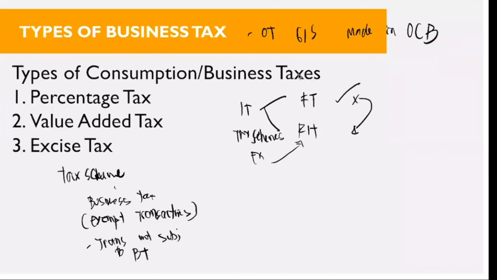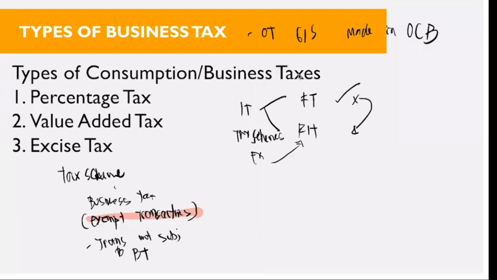So again, we go back to your tax scheme. Remember, we have a tax scheme in your income taxation. Also in business tax, we have a tax scheme, although in the form of your types of business taxes, but still we can say it is a tax scheme. So again, we go first to your business tax, whether it is subject to business tax or not. We say it is not subject to business tax if that is an exempt transaction.